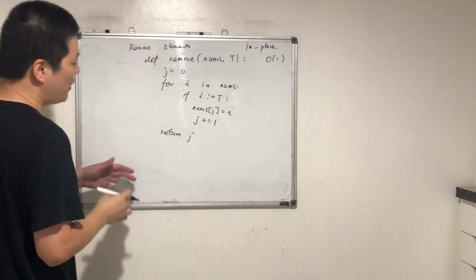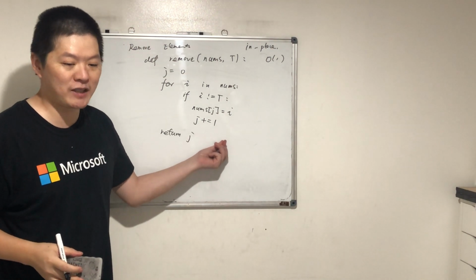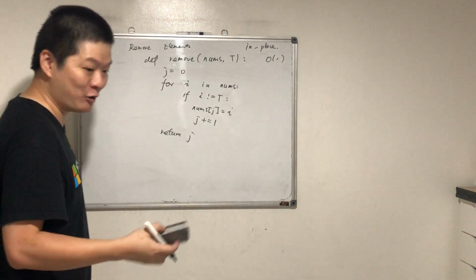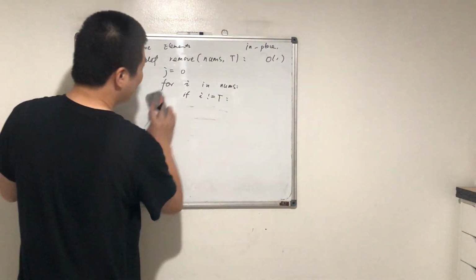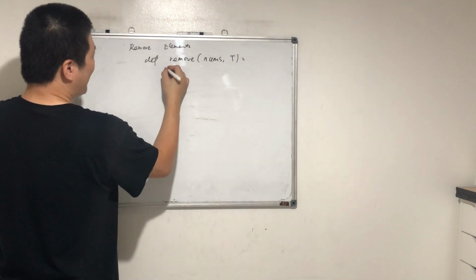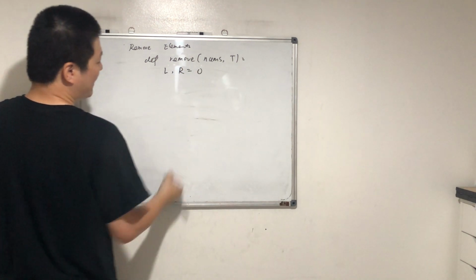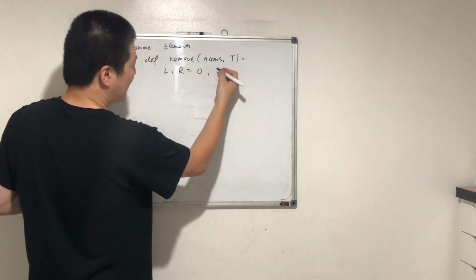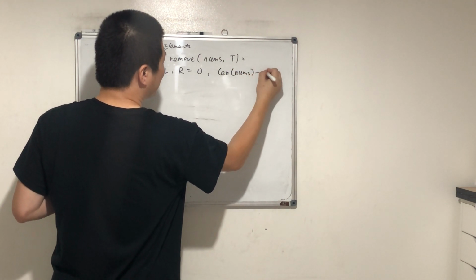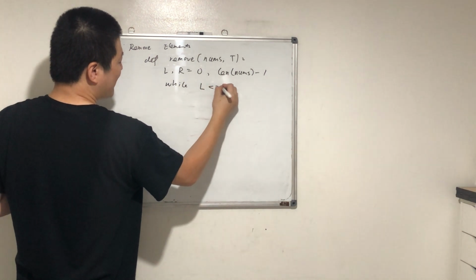And then how about this? This solution keeps the elements in order, right? We're not swapping it to the end. Remember the first one, we swap it to the end. So how do we swap it to the end? We have a left pointer and a right pointer. The left pointer is at the beginning, 0. The right pointer is at the end, which is length of nums minus 1. While left is smaller than or equal to right.